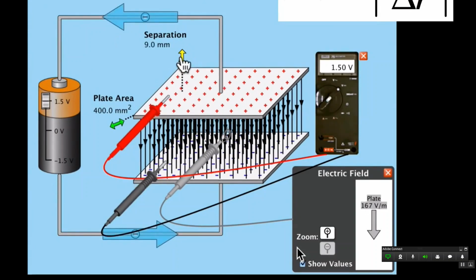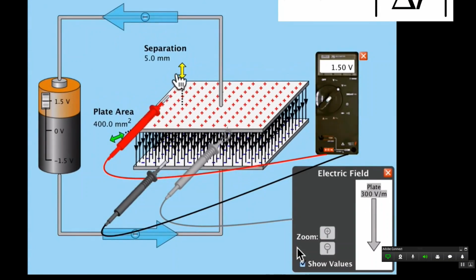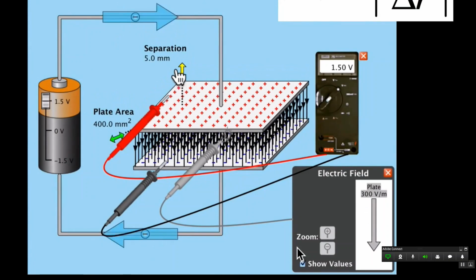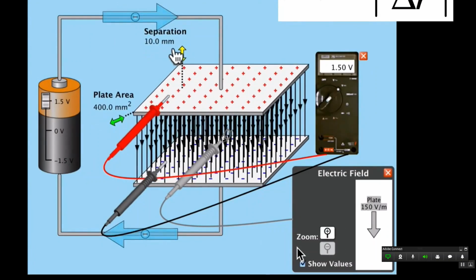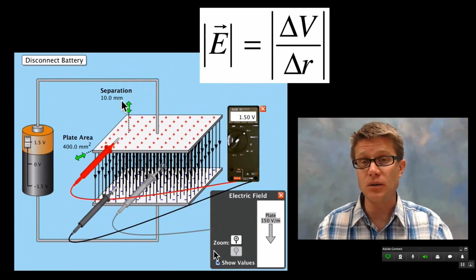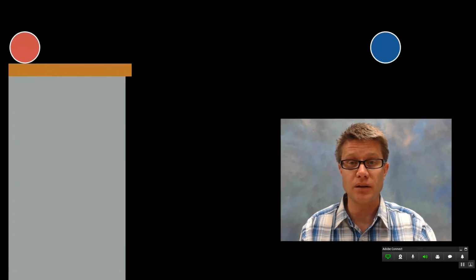But watch what happens when we decrease the distance between the two. So as we make it closer and closer together, we're increasing the electric field. Since R is in the denominator, by decreasing it, we're actually increasing the electric field strength.